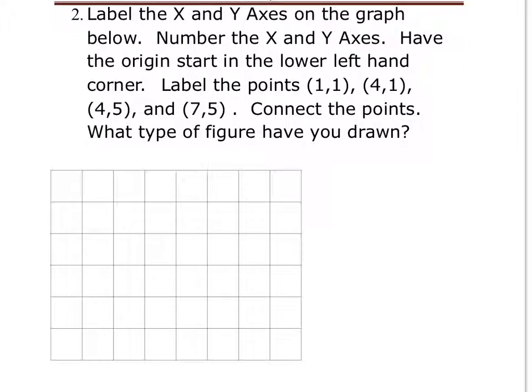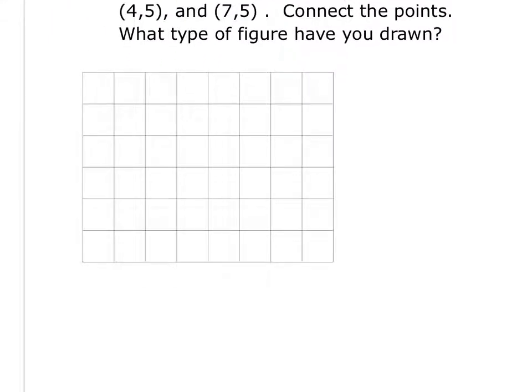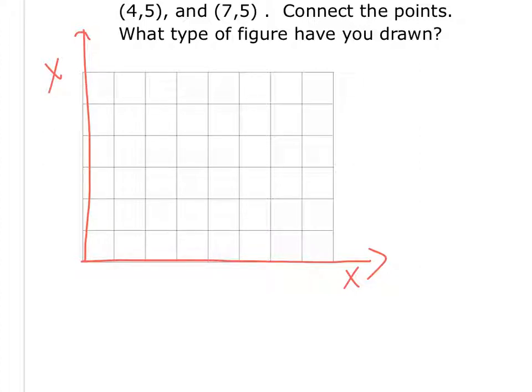Okay, so we're going to label the x and y axes, and then we're going to number them. We'll put the origin in the lower left-hand corner. Then we'll label these points and connect them. Okay, so here we have the x-axis and the y-axis, and now we'll do 0, 0 here. Let's see what else we have to do.